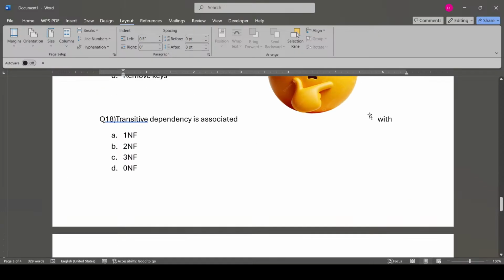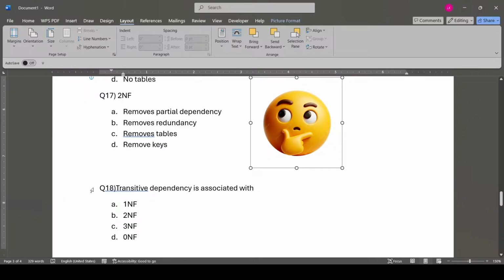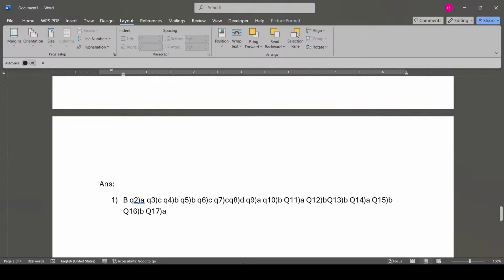Transitive dependency is associated with 1N, 2N, 3N, 0N. When you talk about transitive, it means if a particular field is dependent on any other field, and that is also dependent on any other field, then the first is dependent on the third one. So this is called transitive dependency, and it is related to 3NF. So question number 18 is C. Now going to talk about the next question.